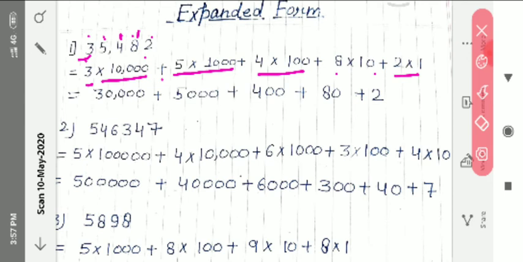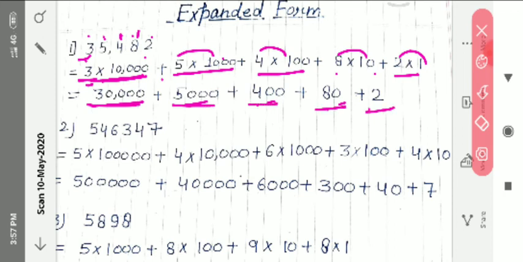Now simply multiply: 3 multiplied by 10,000 will be 30,000. Simply you can multiply the first digit, 5 1 is 5 and 3 zeros are there, 5,000 plus 4 1 is 4 and 2 zeros are there, 8 1 is 8 and 1 zero is there, and 2 1 is 2. So what is the required answer? 30,000 plus 5,000 plus 400 plus 80 plus 2. As you can see here, the number of zeros is decreasing. Here how many zeros? 1 2 3 4. Here are 3, here are 2, and in 80 there is 1 only, and in the last one no zero is there.